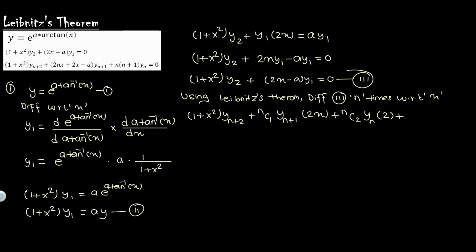Just write plus and proceed for this term. Similar to this part, keep 2x minus a as it is, and since we have y1, write yn plus 1. Again plus, now nc1, reduce this term by 1, yn, and then the derivative of 2x minus a is just 2.